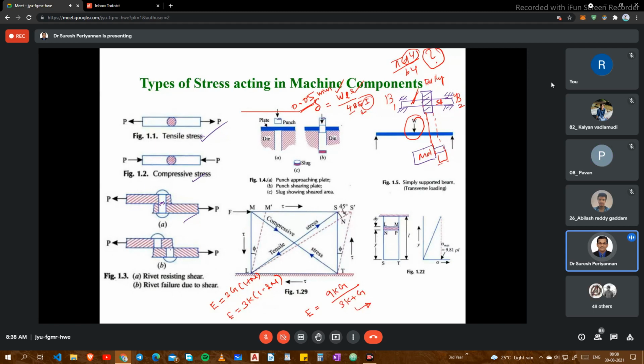What is bulk modulus? Volumetric stress by volumetric strain. Exactly, incremental pressure divided by change in volume over original volume. That is nothing but incremental pressure divided by volumetric strain. Whatever you are saying is correct, but how can you consider volumetric stress?